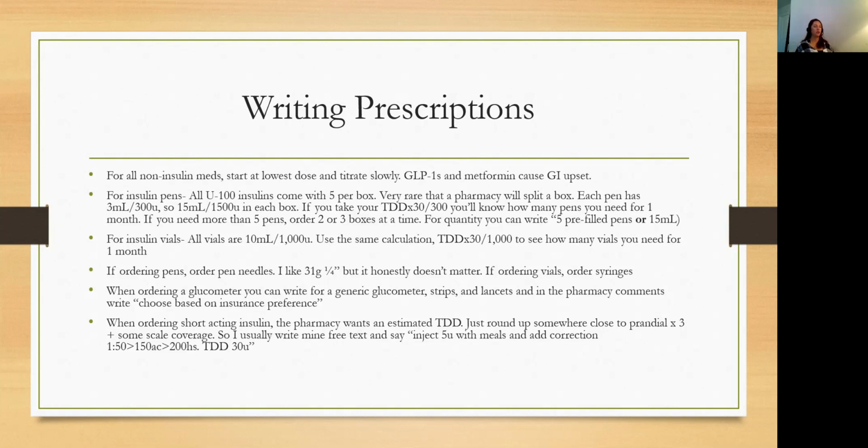And then when you're ordering short-acting insulin, so Novolog, Admelog, Humalog, the pharmacy wants an estimated TDD. So basically you just round up somewhere close to what they need. So their prandial times 3 plus some scale coverage. Like if somebody's taking 5 units with meals and they have a correction scale, you would just say total daily dose 30 units. So basically it just gives them an estimate of how much the patient needs, but it doesn't have to be exact.